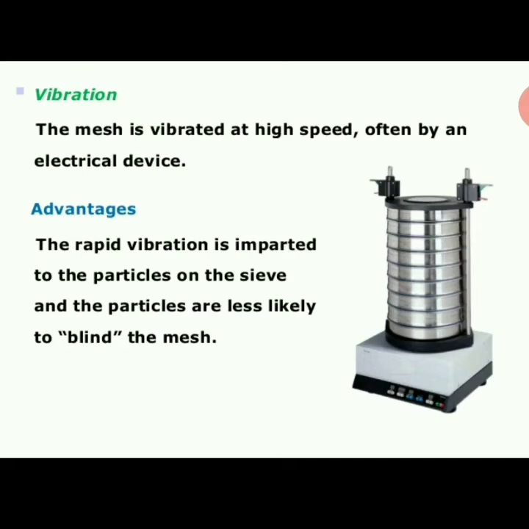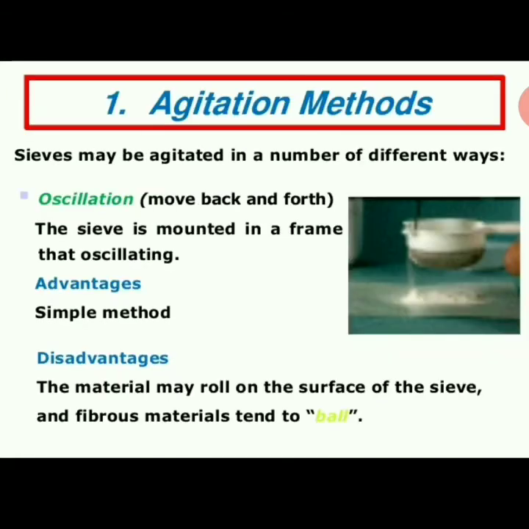Then this is all about the agitation. Agitation has 3 types: oscillation, vibration, and gyration. These agitation methods are not continuous methods, but they can be made continuous by inclination of the sieves, and it is particularly used in the rotap screen.